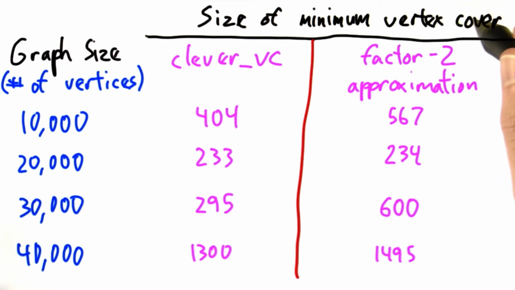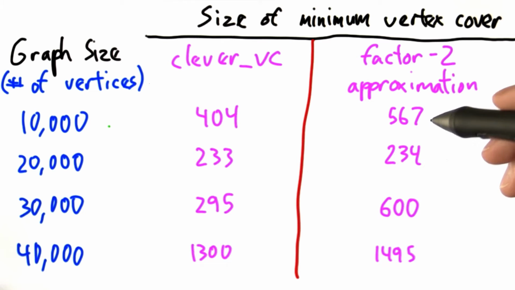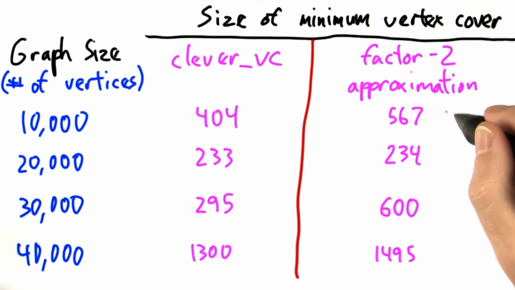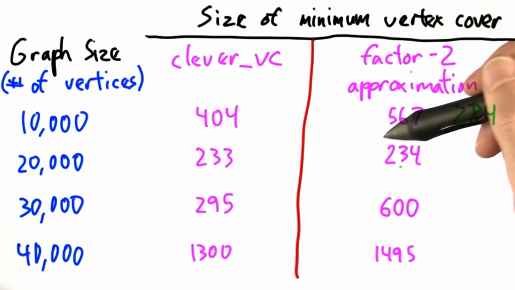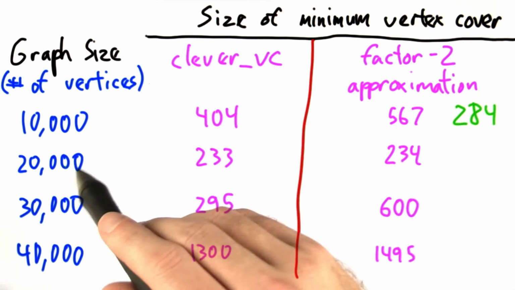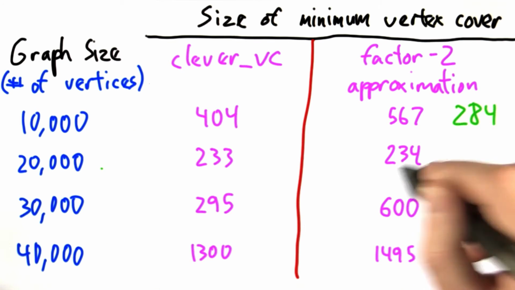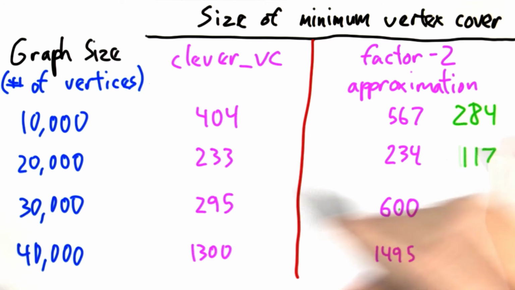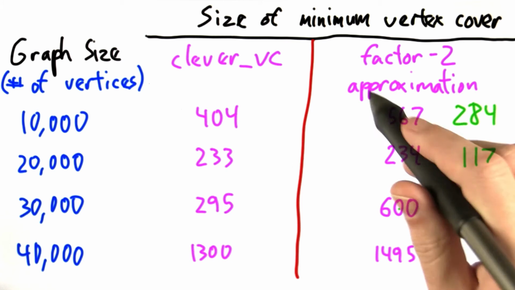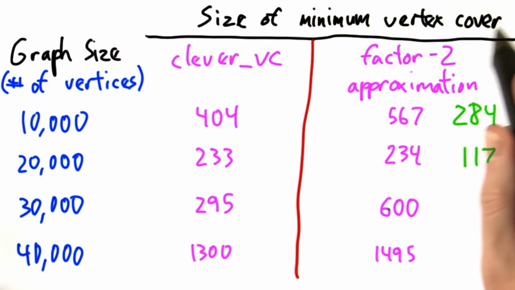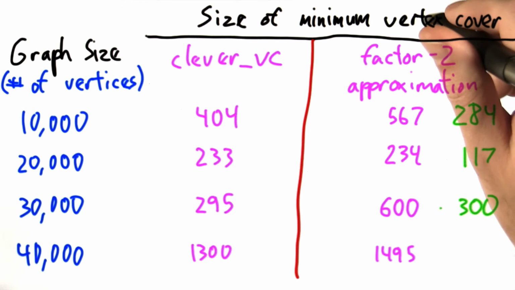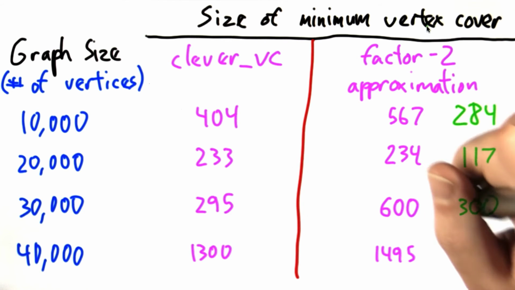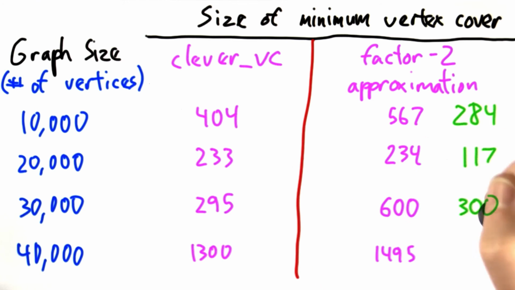That means that the minimum vertex cover for the 10,000 vertice graph is actually at least 284. And let's go ahead and round up here. Similarly, the minimum vertex cover for the 20,000 vertice graph must be at least 117. For the 30,000 vertice graph, the minimum vertex cover has to be at least 300. And this is the key right here. So the minimum vertex cover, the absolute minimum vertex cover of this graph has to be at least 300.